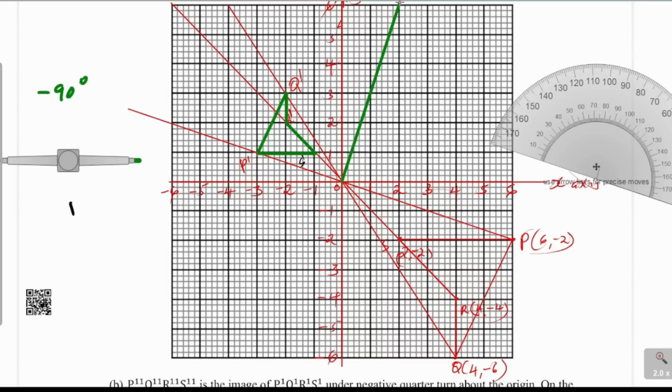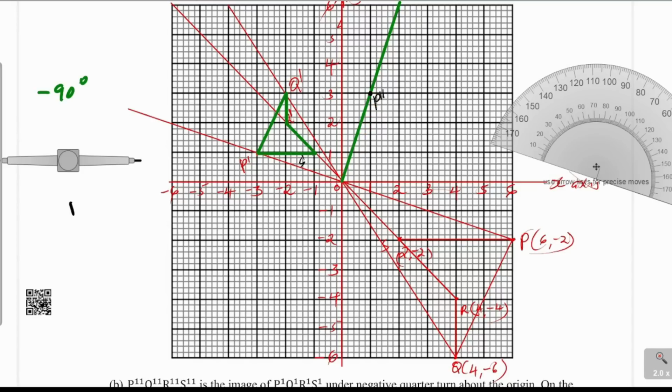Now you can see this angle is 90. Take the distance from P1 to the origin. How many squares are these? 1, 2, 3. There are 3 squares. So you count from the origin again, it should be equidistant: 1, 2, 3. So the image of P1 will be here. We shall have P2 there. That distance must be the same, the same number of squares, 1, 2, 3, from the origin.